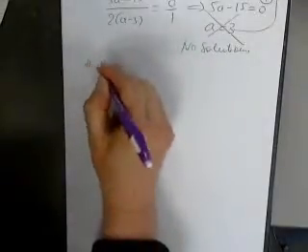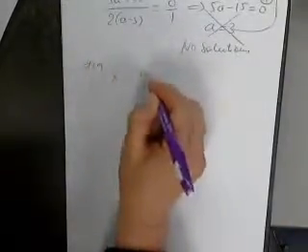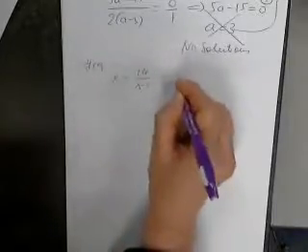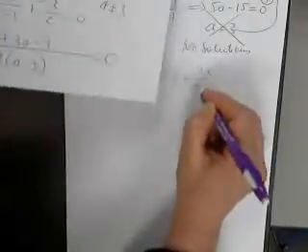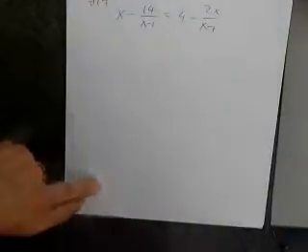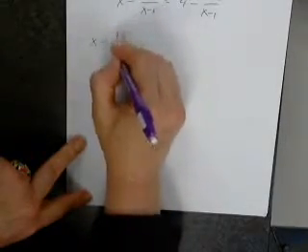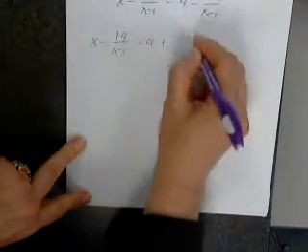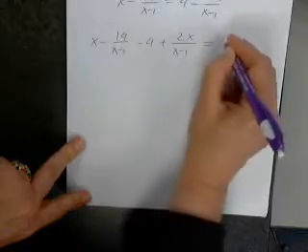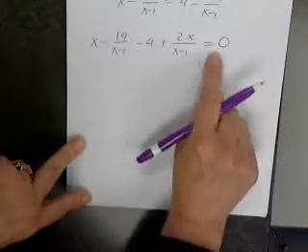So 19. (x minus 14) over (x minus 1) equals (4 minus 2x) over (x minus 1). First step. Good. So (x minus 14) over (x minus 1) minus (4 plus 2x) over (x minus 1) equals 0. Please do not forget this.